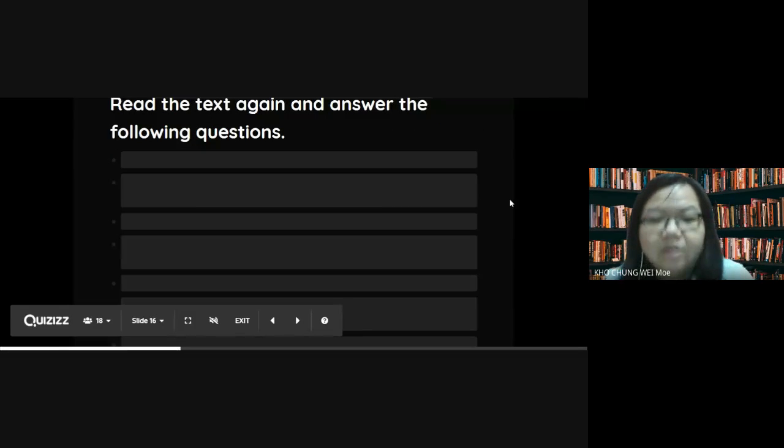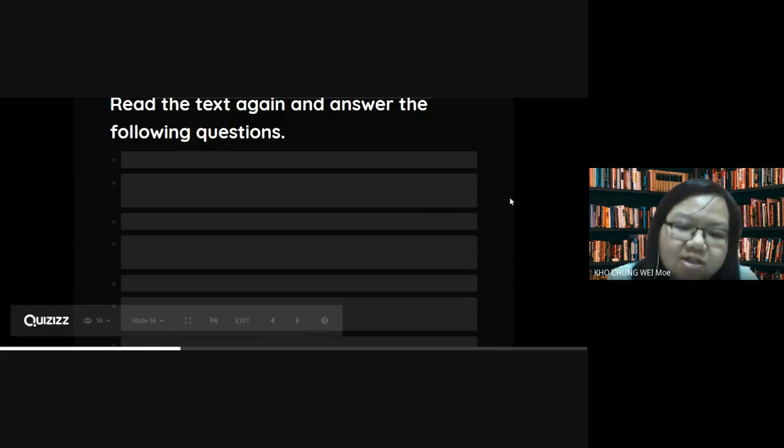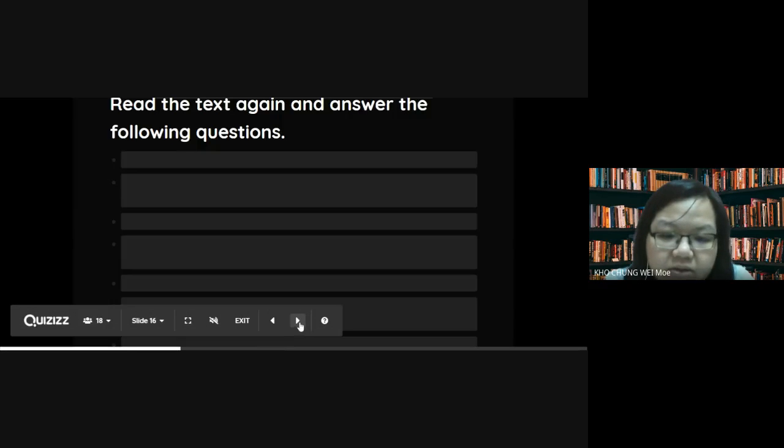So now what you need to do is to read the text again and answer the following questions. So remember, this is an exam tip. During the exam, once you realize what sort of text it is, you have a rough idea of what the text is about, read through the questions first. So once you know the question, you can read the text thoroughly again to look for the answer. Okay? So basically, these are the kind of questions that you're going to answer later.